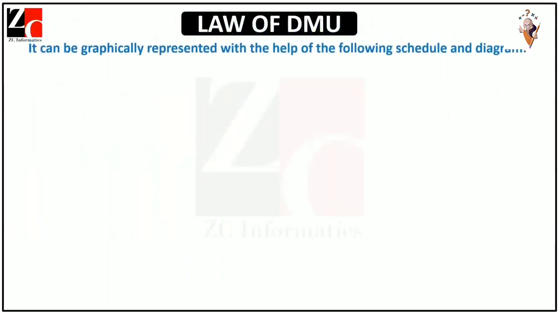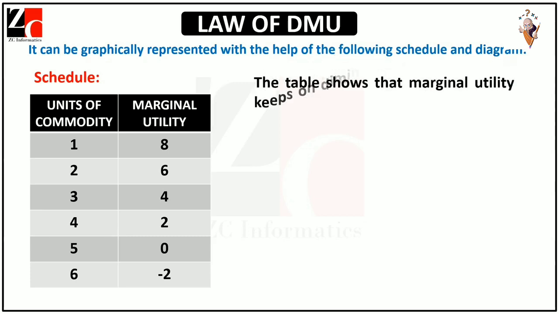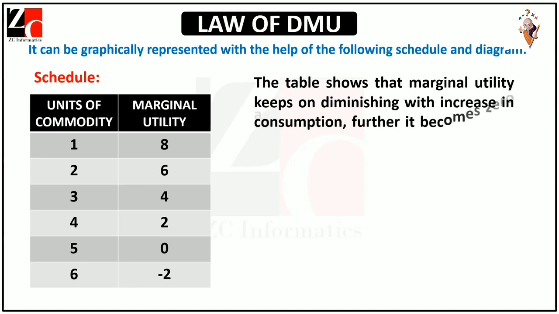Law of DMU. It can be graphically represented with the help of the following schedule and diagram. Schedule. The table shows that marginal utility keeps on diminishing with increase in consumption. Further, it becomes zero and then negative.